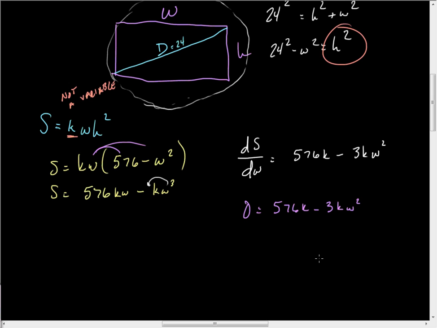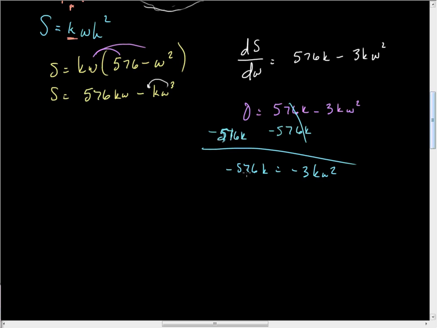So if we go through here, there are a couple of different ways we can do this, but I'm going to do this in the most direct route that I can think of. Subtract 576K from both sides. That goes away, and we have negative 576K is equal to negative 3Kw squared. Now when we do this, let's go ahead and divide by negative 3K.